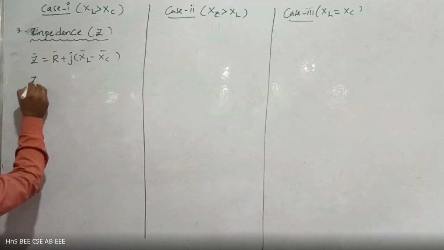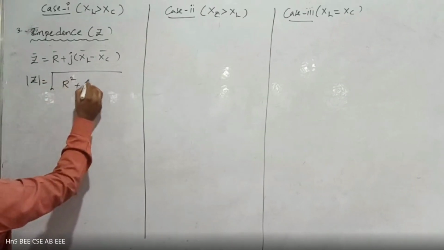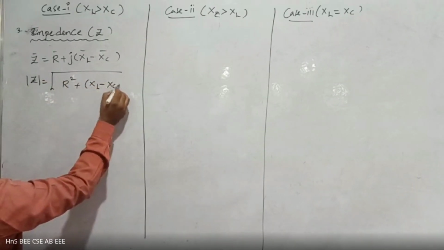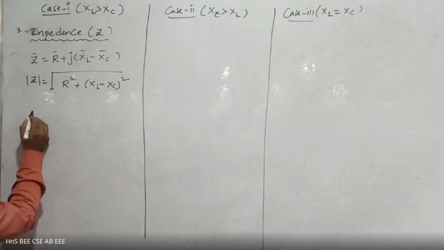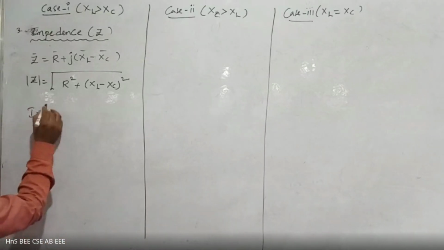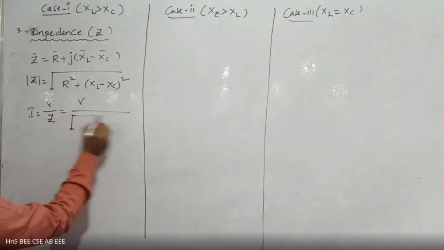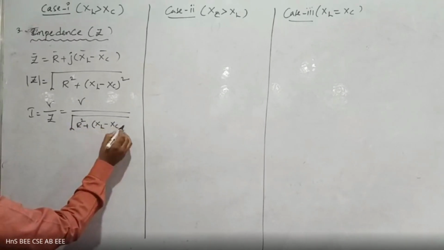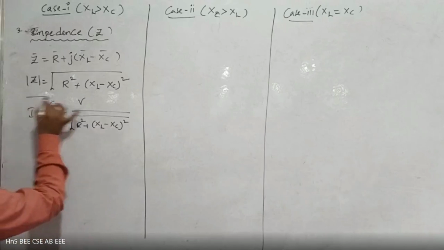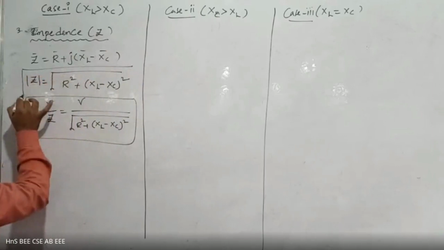Now coming to the magnitude: mod Z equal to under root of R square plus XL minus XC whole square. Now coming to the current formula, if you write I equal to V by Z, that is V by under root of R square plus XL minus XC whole square. This is the formula for current, and the earlier one is the formula for impedance.